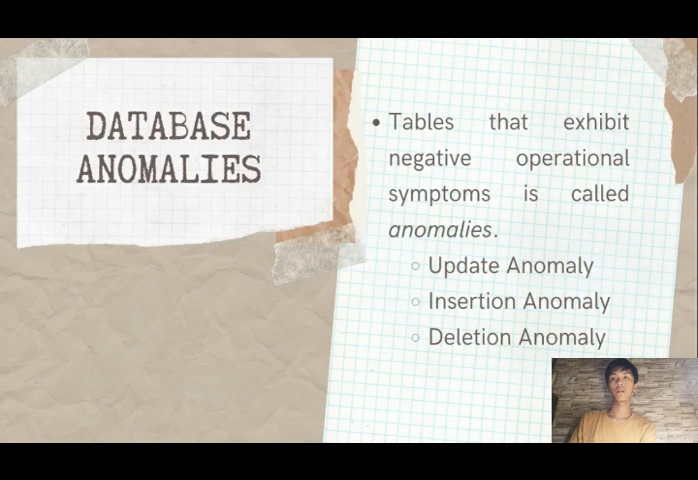The update anomaly results from data redundancy in an unnormalized table. The insertion anomaly occurs when certain attributes cannot be inserted into the database without the presence of other attributes. And the deletion anomaly involves the unintentional deletion of data from a table.